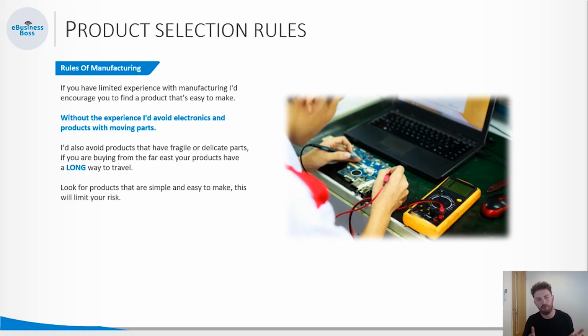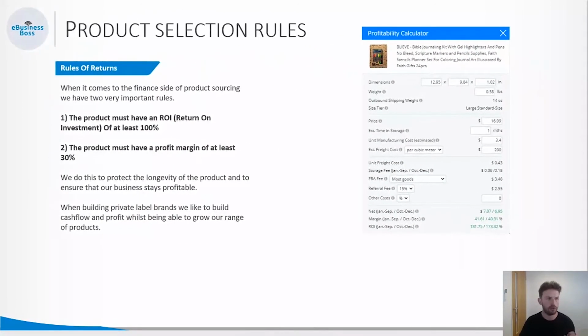I'd also avoid products that have fragile or delicate parts. So, products that might be glass, for example. If you're buying from the Far East, your products have a long way to travel, and there's a big possibility that in freight they're going to become damaged, and that's going to cost you money. It's going to waste time. So just look for products that are lower risk, okay? That's very, very important.